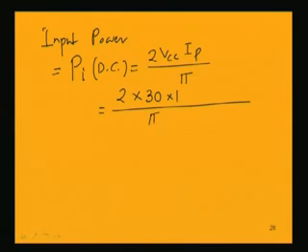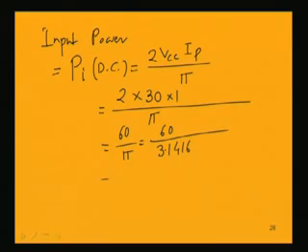The denominator is only having pi. So, we get 60 by pi watts, and if we calculate 60 by 3.1416, that value will be equal to 19.1 watts. Now, this is the DC input power.